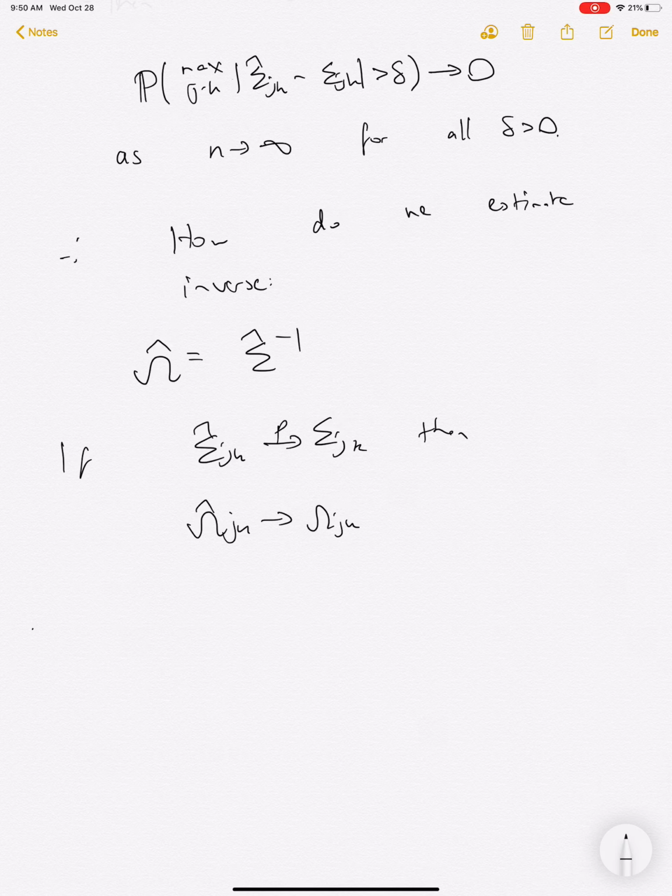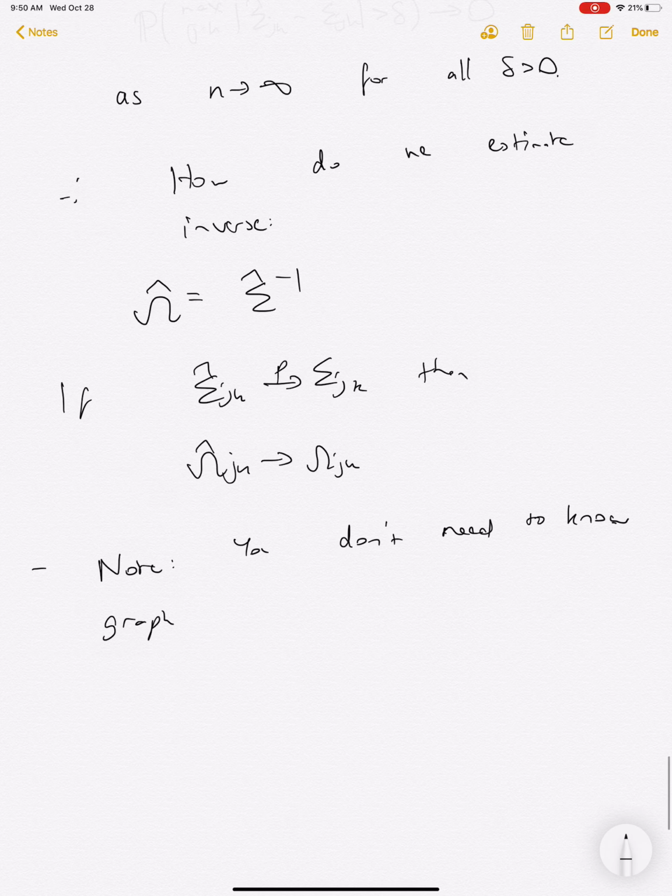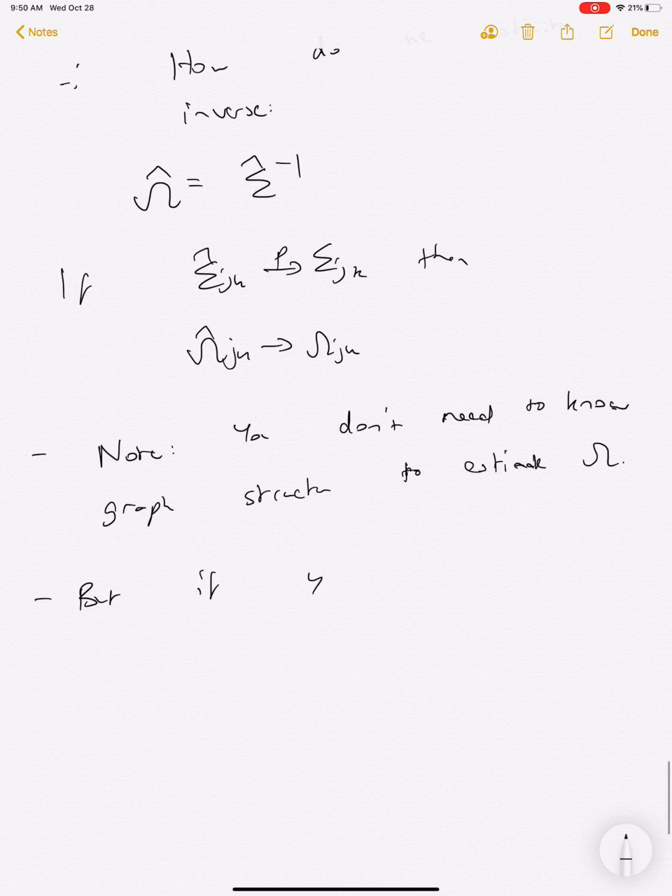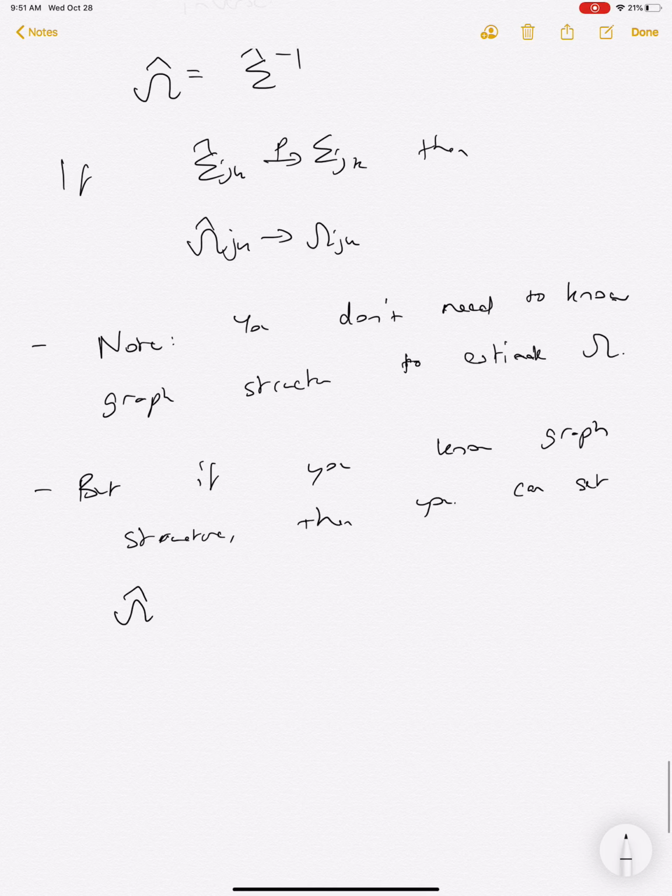And one thing to note is that you don't need to know the graph structure to estimate omega, but if you know the graph structure, then you can set omega hat JK equal to 0 if xj, xk is not in the edge set, because that's one of the things that we know.